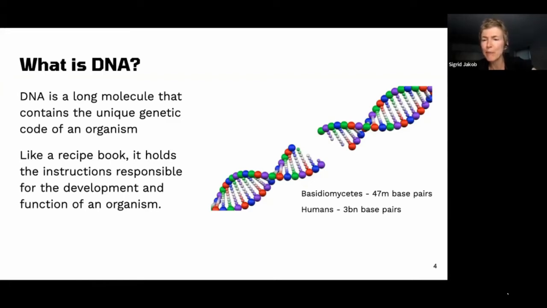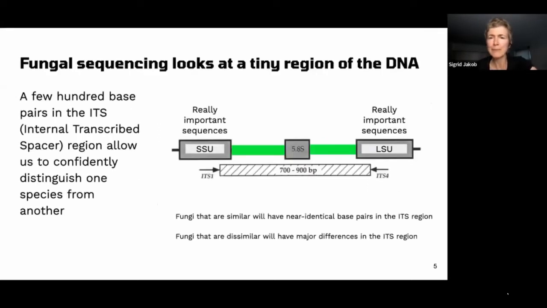The unit of measurement in a string of DNA is a base pair. A basidiomycete will typically have around 47 million base pairs. A human will have about 3 billion base pairs. So these are pretty long strands of DNA that we're talking about. That's got all the information on that organism.